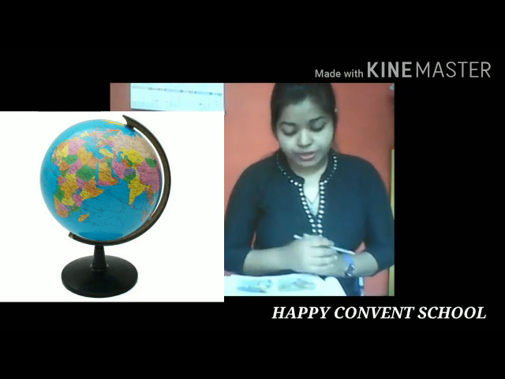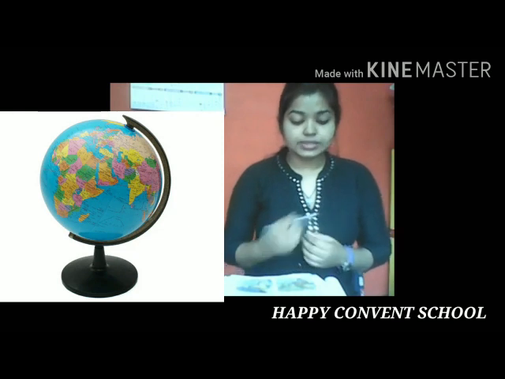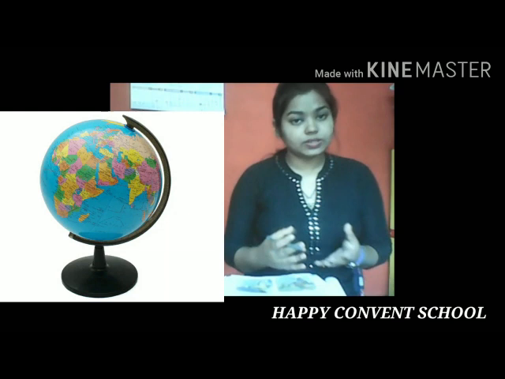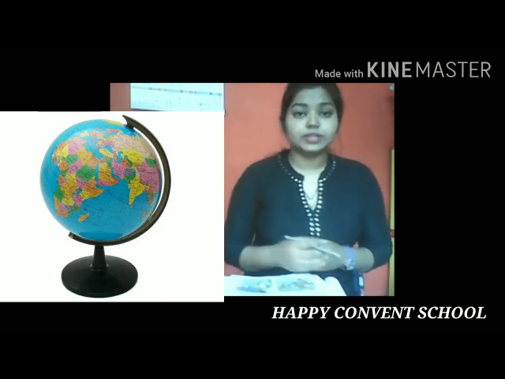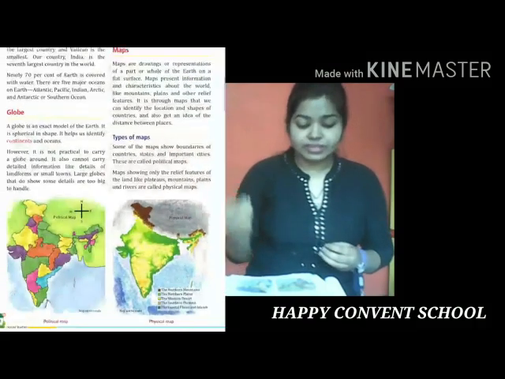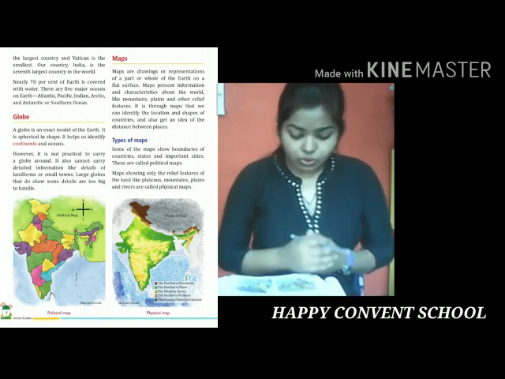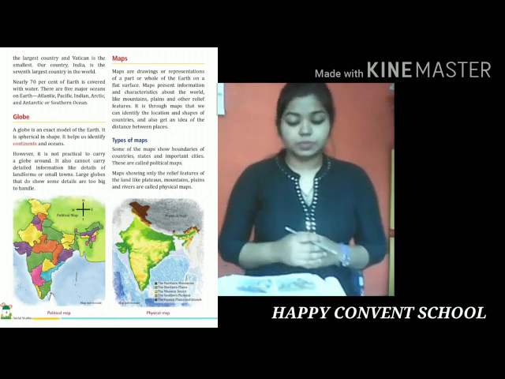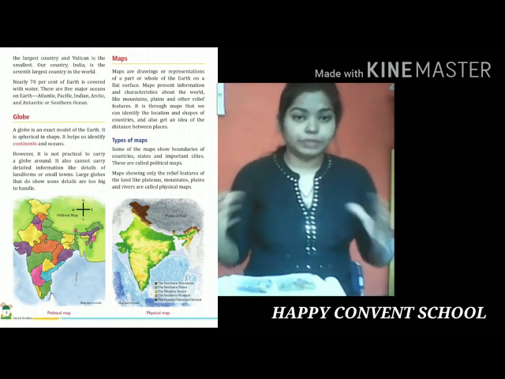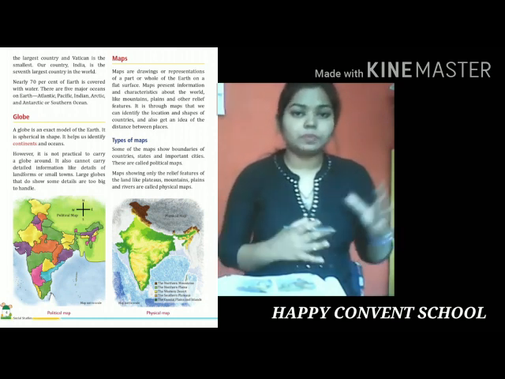Okay. However, it is not practical to carry a globe around. It also cannot carry detailed information like details of landforms or small towns. You can see continents, you can see countries, but it doesn't give you that much detail regarding landforms or small towns. Large globes do show some details but are too big to handle. If you buy a large globe, it may show you some details but it is not possible to carry it from one place to another.